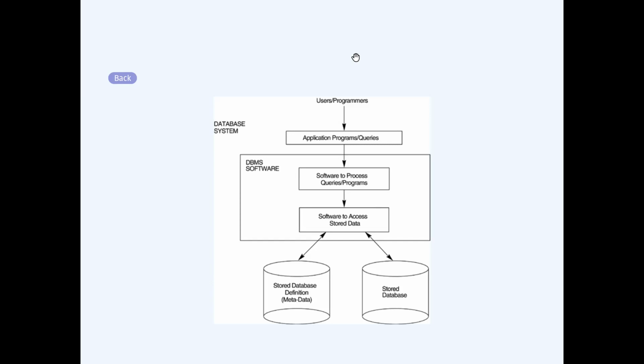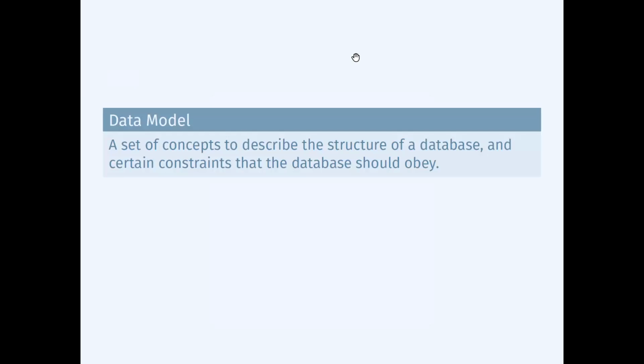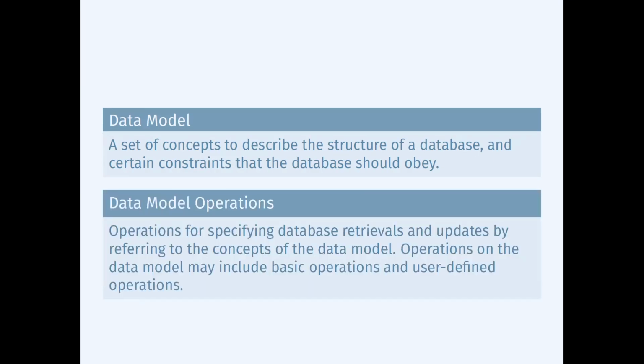Now that we have talked about the database system software, I would like to discuss database models as well as database model operations. Right, remember, this is related to both relational and non-relational data models. But generally, when you say a data model, what we mean is a set of concepts which describe the structure of the database and what constraints there are for the database to obey, and the operations of the data model, which describe how you may retrieve and update data using the concepts of the data model, right?